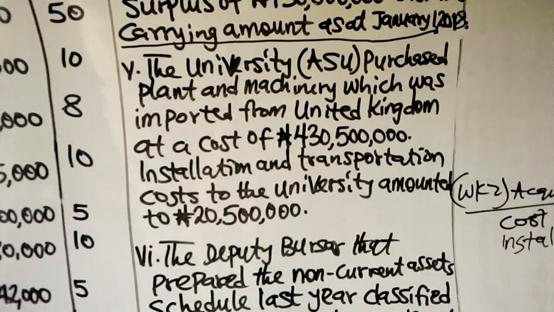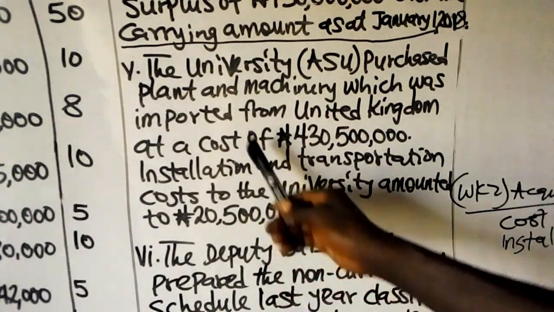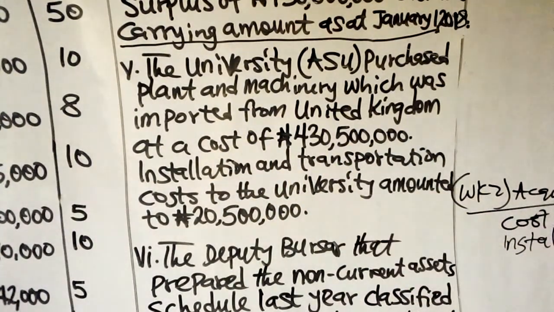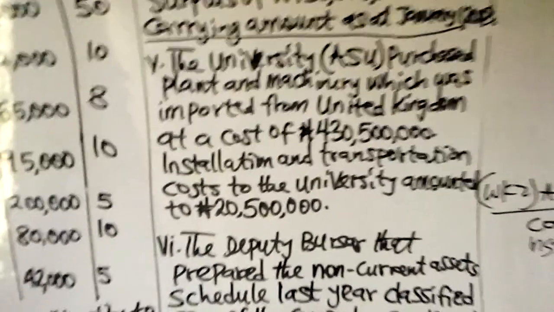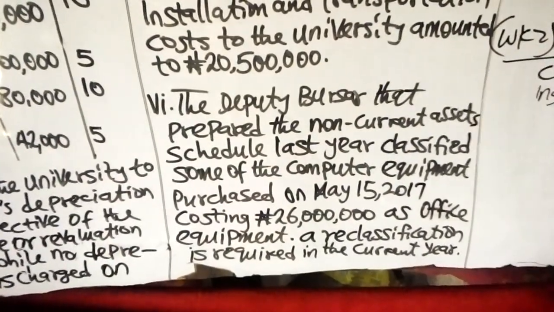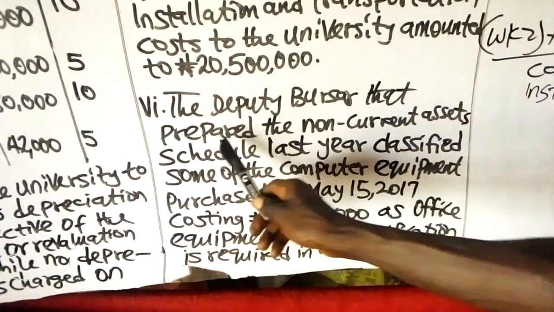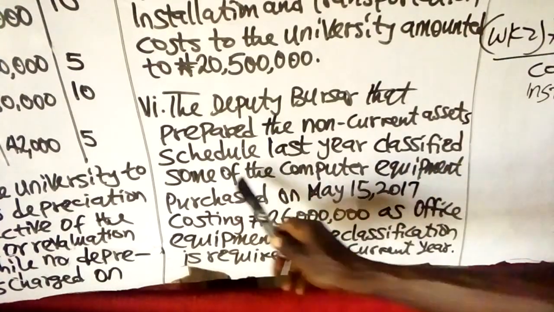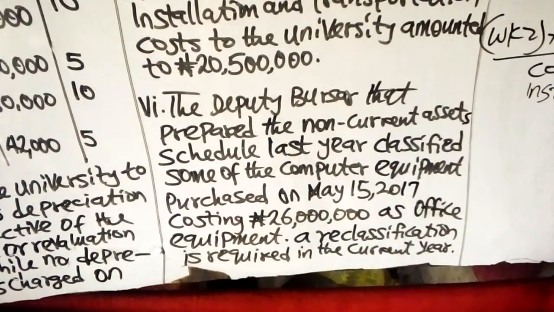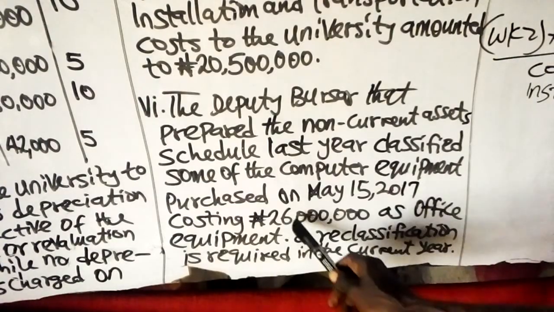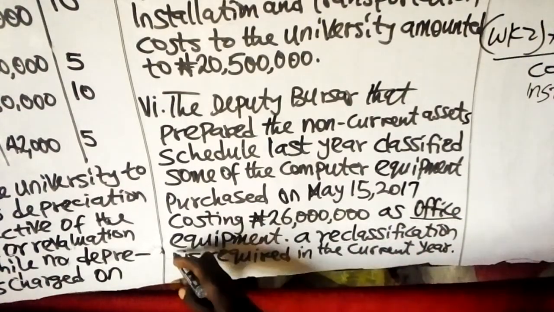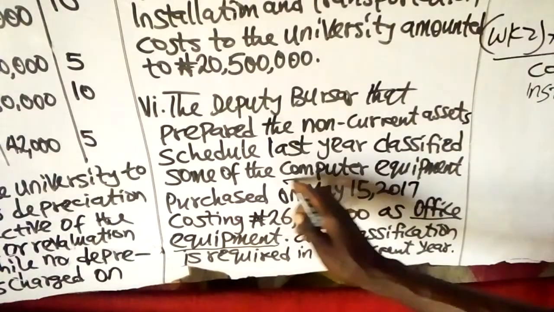Then note 5. The university ASU purchased plant and machinery. Okay, that is note 5, which has been dealt with. Note 6 now. The deputy bursar that prepared the non-current asset schedule last year classified some of the computer equipment purchased on May 15, 2017, costing 26 million as office equipment. A reclassification is required. These have been wrongly classified as office equipment. It ought to have been classified as computer equipment.